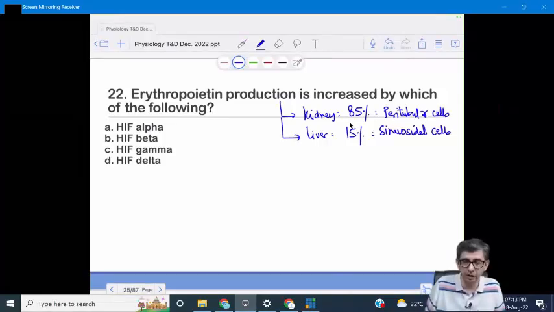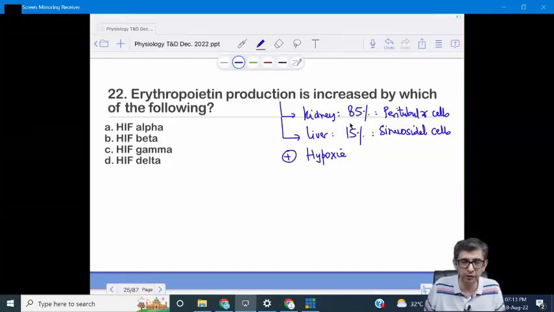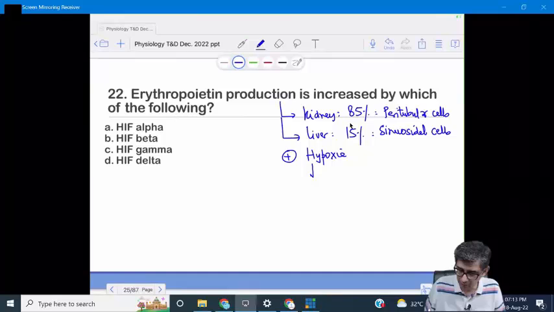And the stimulus for this erythropoietin is hypoxia. In response to hypoxia, yes, the interstitial cells of peritubular capillaries. Okay, so hypoxia is the trigger, and this hypoxia causes production of what is called HIF alpha. This HIF alpha is the main trigger behind it. It is hypoxia inducible factor, which is responsible for the production of erythropoietin.